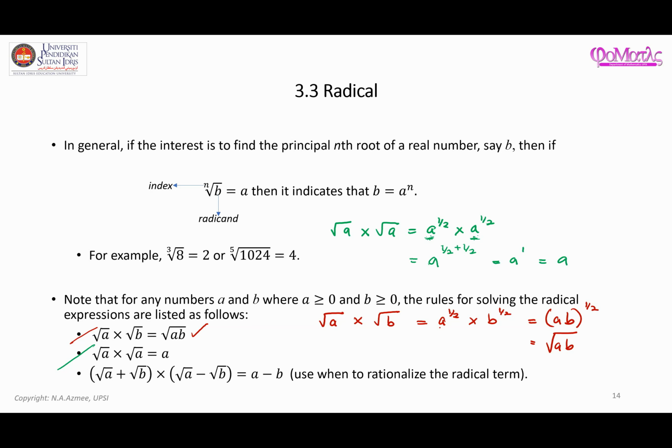So by doing this, if you multiply the same term over here with this radical sign, you'll be able to get rid of the sign over here, and you'll just be left with a simple number, which is just a.